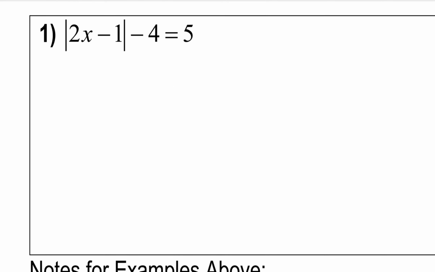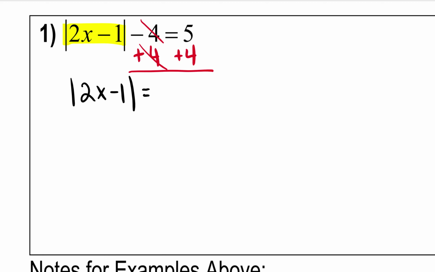So number 1, the first thing you always want to do on any absolute value equation is to get the absolute value, or the bars, by themselves. You've got to isolate it. So I want from here to here alone and everything else on the other side, which means we have to move the minus 4. To move something to the other side of the equation, we simply do the opposite. So that would leave me with absolute value of 2x minus 1 equals 5 plus 4 is 9.